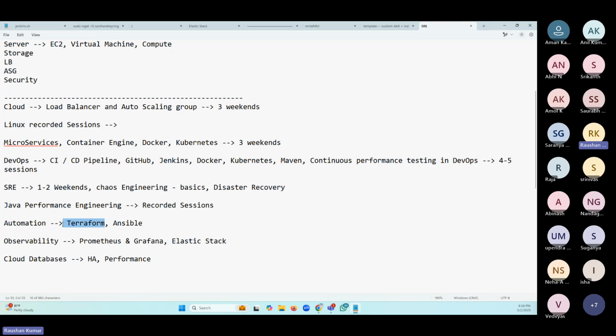Terraform could be there for 8 to 10 hours, right? Prometheus, Grafana can be 8 to 10 hours. We can do that in detail, but we are not doing that. So that's not the purpose here, to talk about each and every topic in detail.